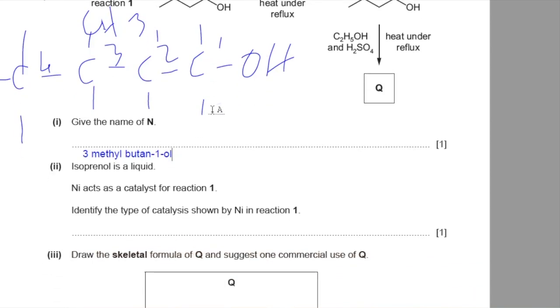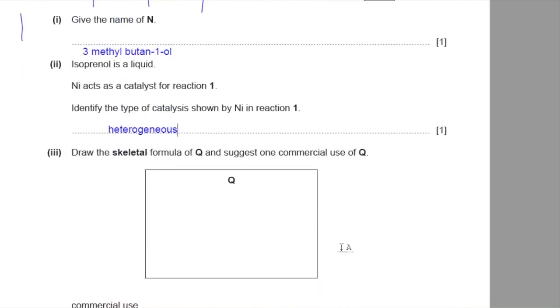Part 2, isoprenol is a liquid. Nickel acts as a catalyst for reaction 1. Identify the type of catalysis shown by nickel in reaction 1. So this is heterogeneous catalysis. Part 3, draw the skeletal formula of Q and suggest one commercial use of Q.